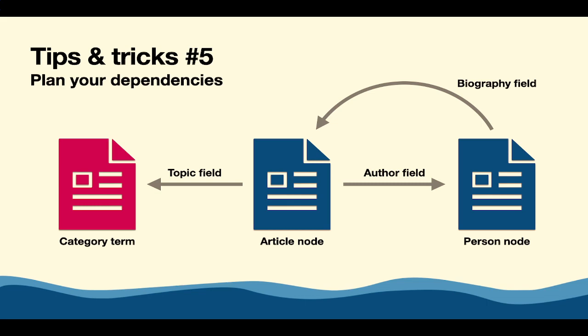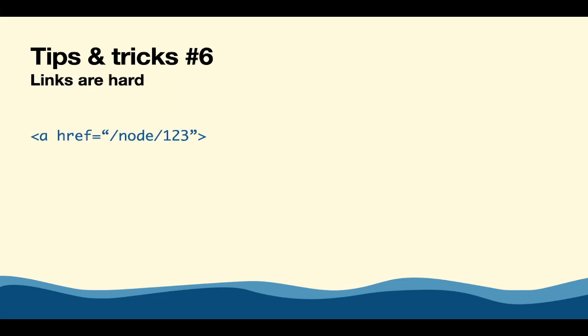What I would say, though, is one of these dependencies you can really think of as the main one. You can still think of the article being dependent on the person. I would do that one without a stub, and I'd do the biography with a stub.